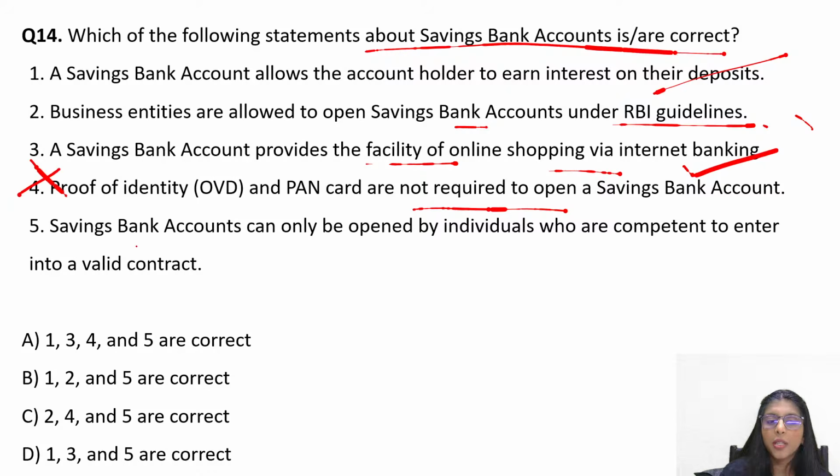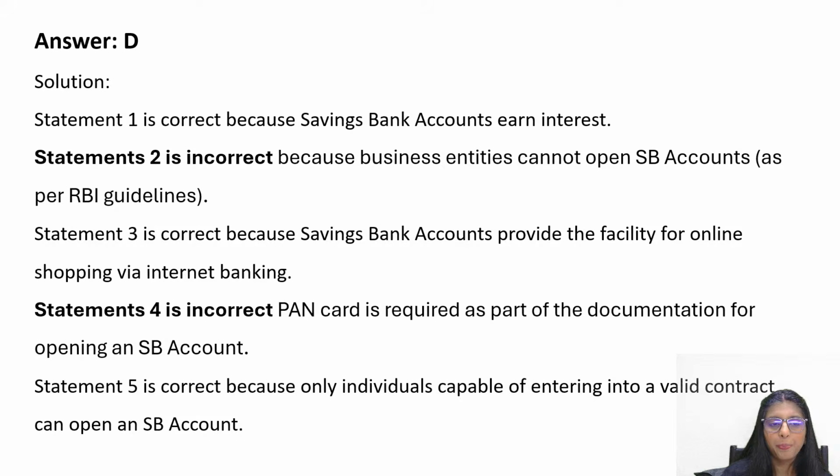A saving bank account can only be opened by individuals who are competent to enter into a valid contract. Yes, it's correct. So which are the correct statements? 1, 2, 3, 5. No, no. Option B is incorrect because 2 is incorrect. 1, 3, 5 are correct. That is, option D is the right answer. Okay.